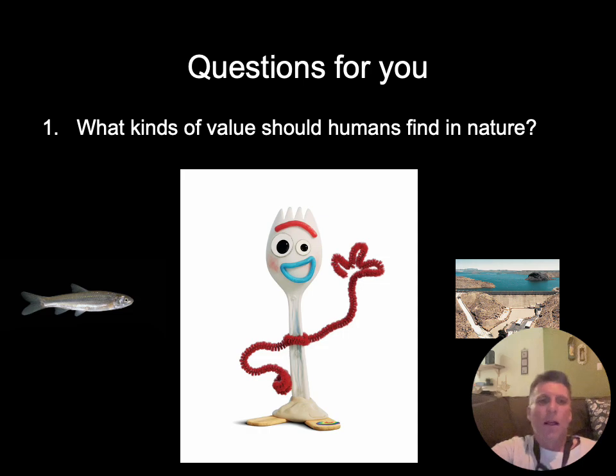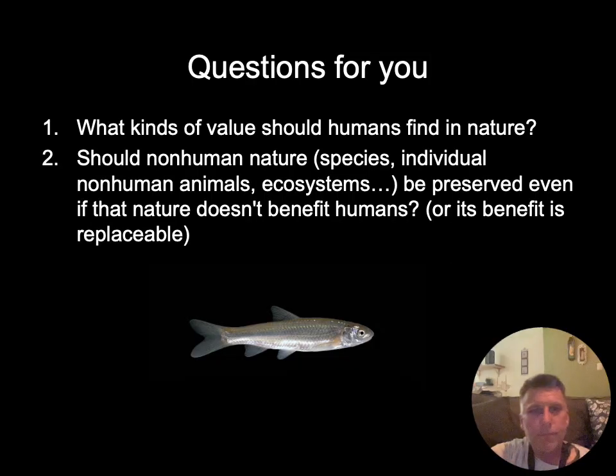But think about, as a conservation biologist, as a biologist, as someone who's interested in animals, what kinds of values should humans find in nature? Does it have to be related to human needs, or is there a way to find intrinsic value in nature? And that leads into this second point: should non-human nature, and that could be species, it could be individual animals, ecosystems, be preserved even if that nature doesn't benefit humans, or its benefit is in some way replaceable, if there can be surrogates? So this is the intrinsic value question.